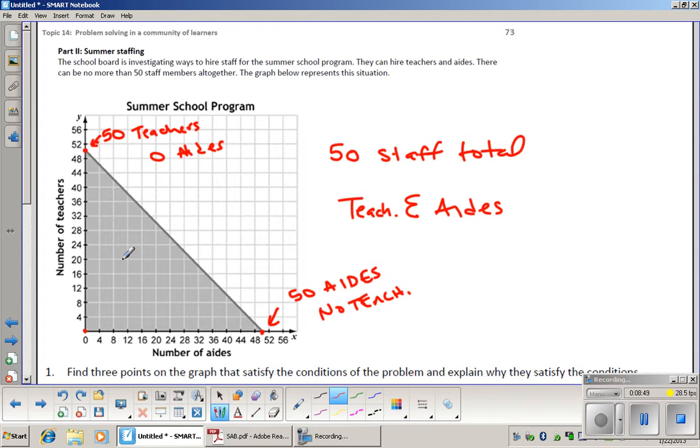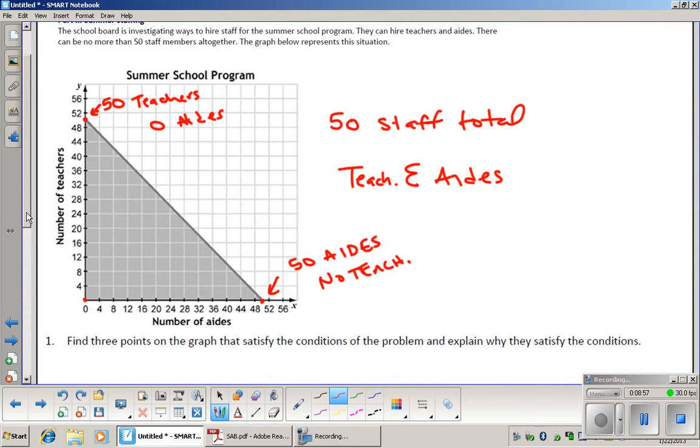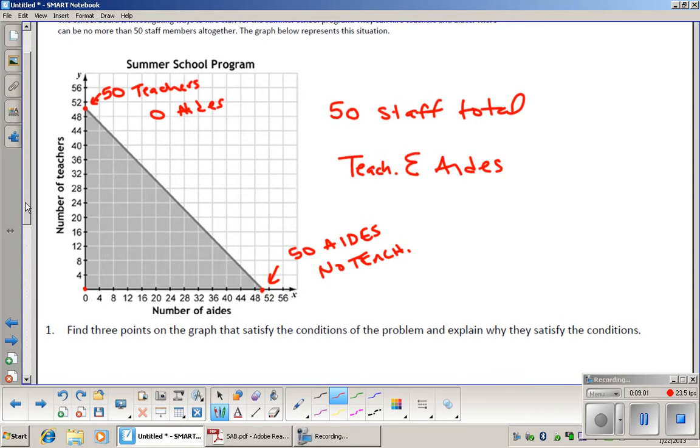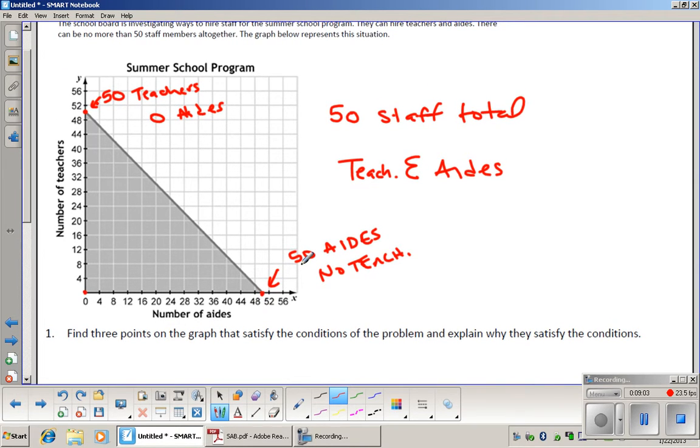Okay, so, look at this question. I can already see it on the horizon. Look what they're about to ask us. Can you find 3 points in the graph that satisfy the conditions of the problem? Explain why it satisfies the conditions. Well, I just actually did find 3. 0 teachers, no aides. 50 aides, no teachers. This, of course, would be 0 teachers, 0 aides.